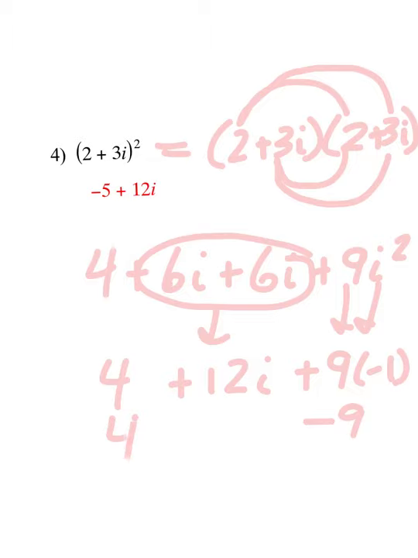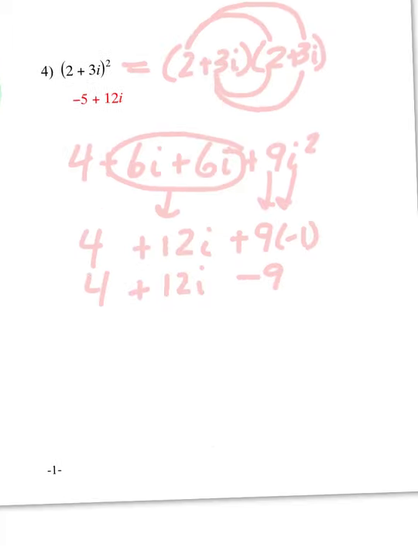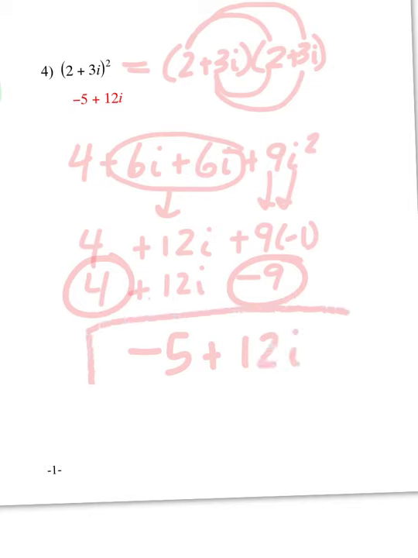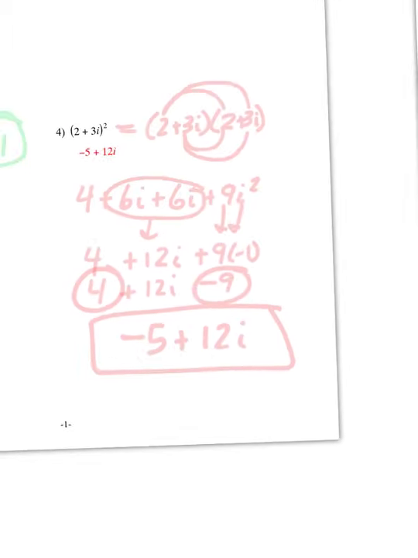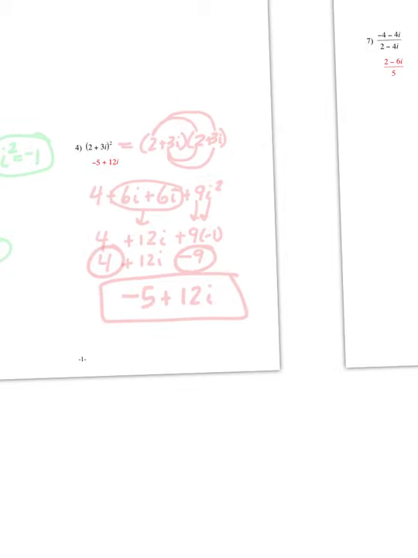Alright, then at this point, you've got to isolate your like terms. So you've got your 4 minus 9. That gives me the negative 5. And there's no other i value, so it stays as 12i. Now, please remember you cannot combine those two together. Those are not like terms, so don't write down 17i or 7i or anything silly like that.